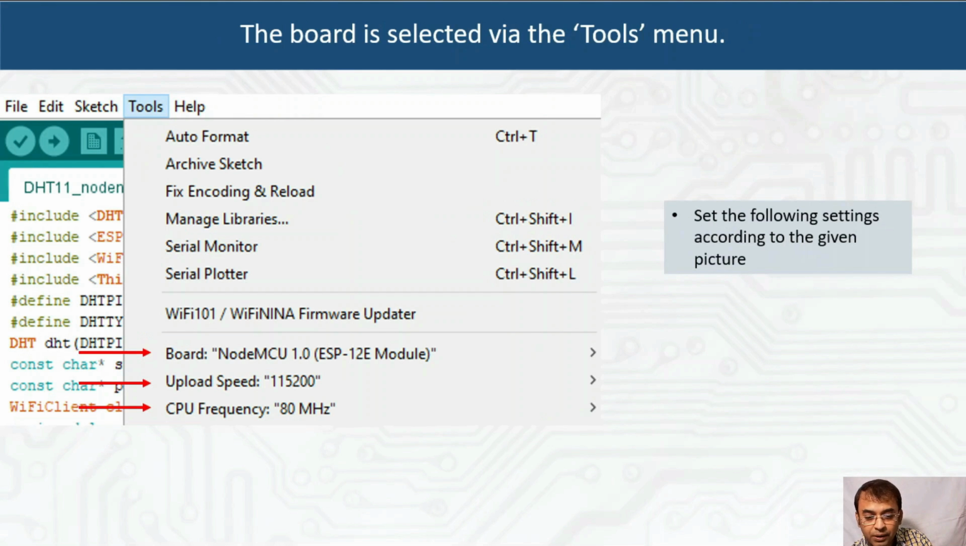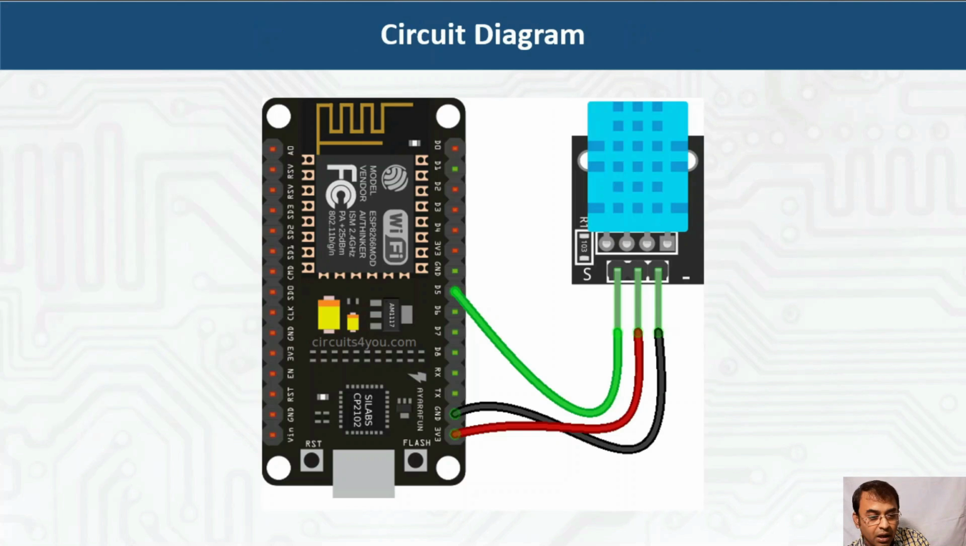I'll show you. Wait. Okay, so the board is selected. You can see, guys, the board is NodeMCU. Upload speed is this 115200 and frequency is 80 megahertz.